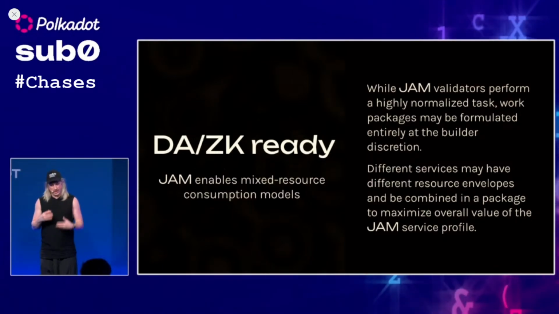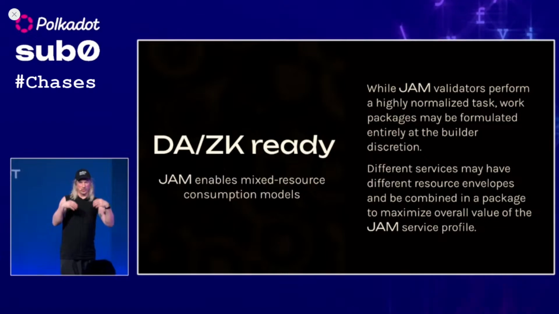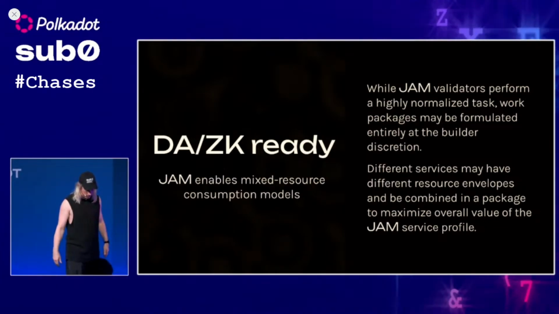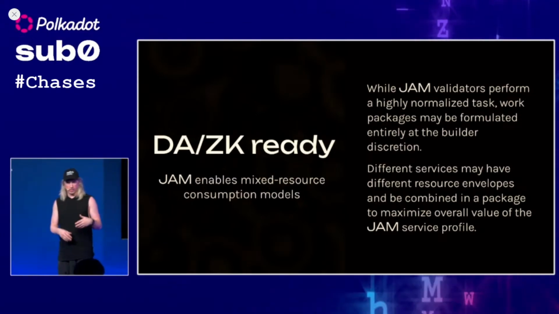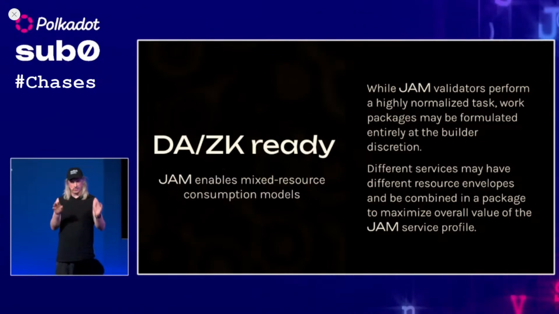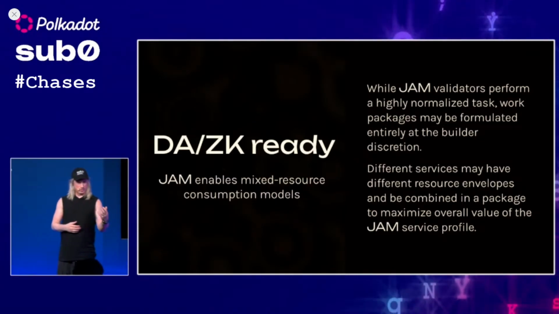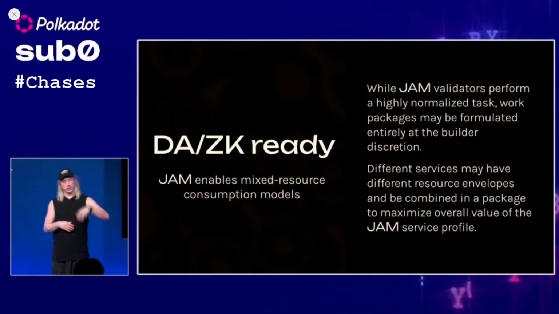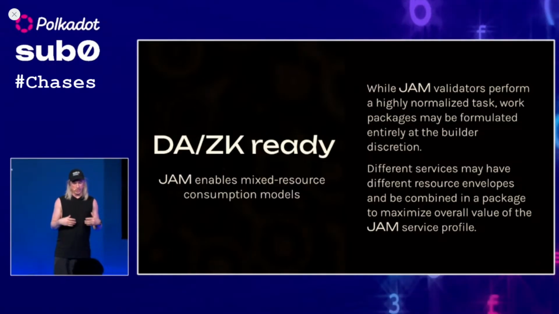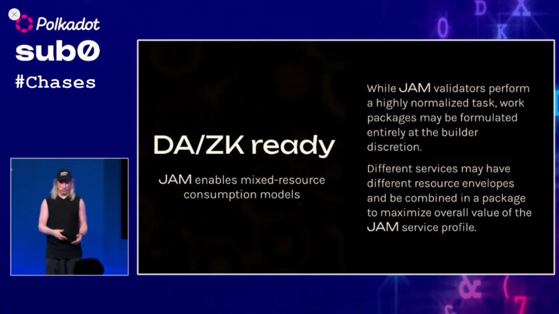So while the validators themselves still have very standardized, homogeneous requirements for things like bandwidth and computation, the services and the work that the services want to do in Refine can be very different. And by mixing and matching and putting together services that use a lot of one resource and not so much of another with their opposite counterparts, you can make much better use of the job that validators are doing. In essence, bringing down the cost, right?